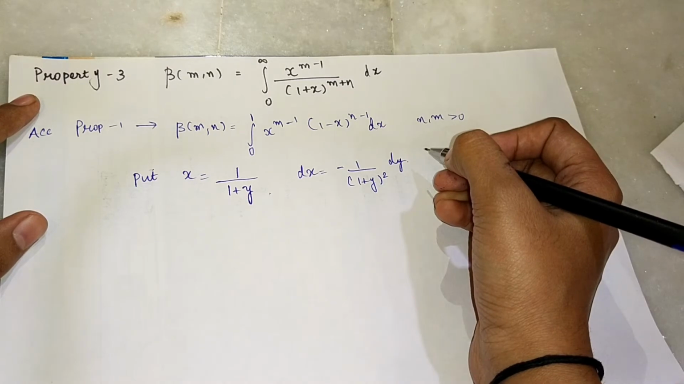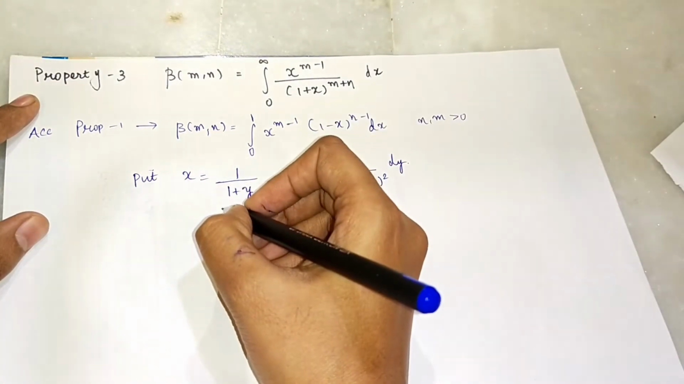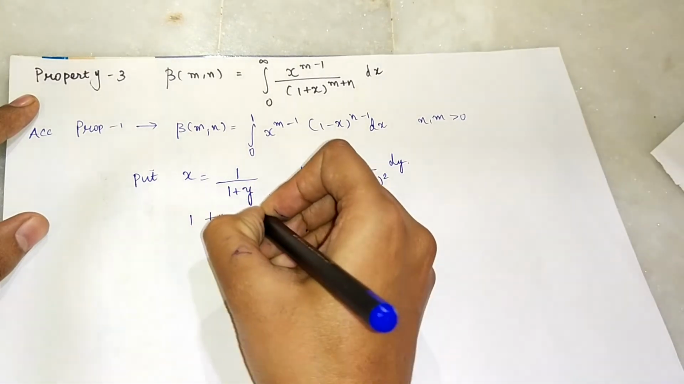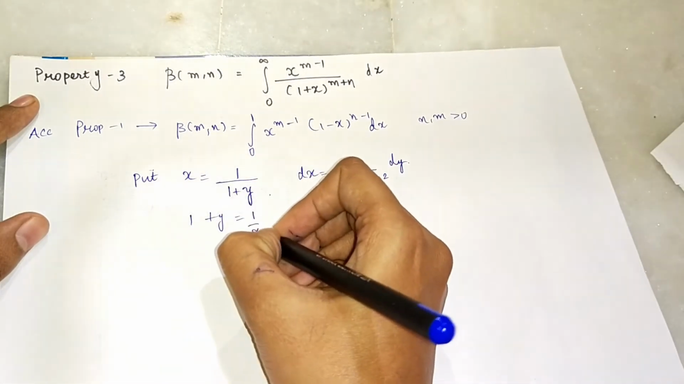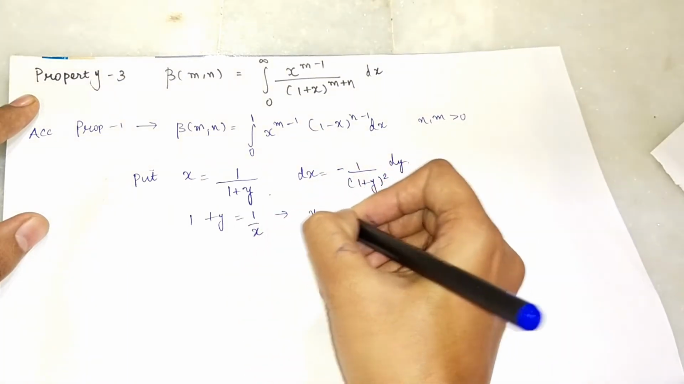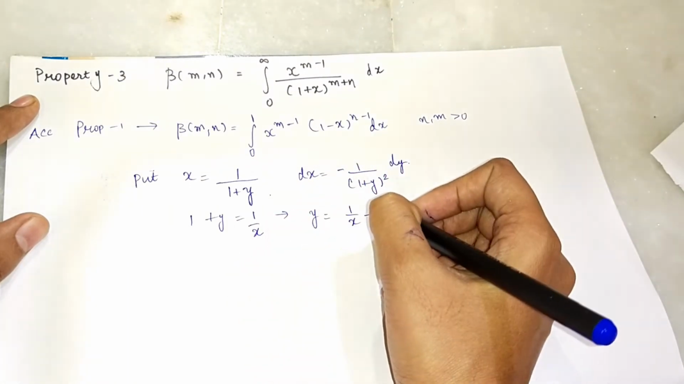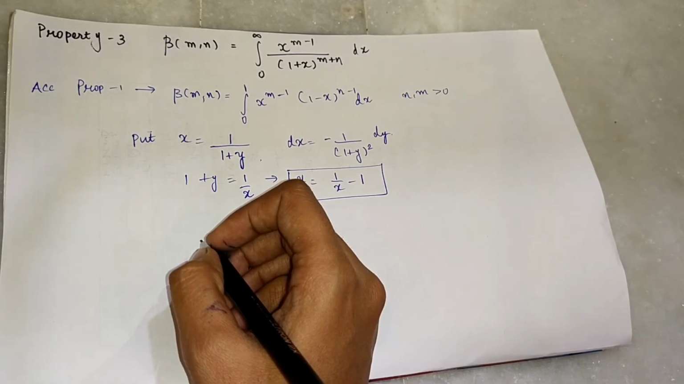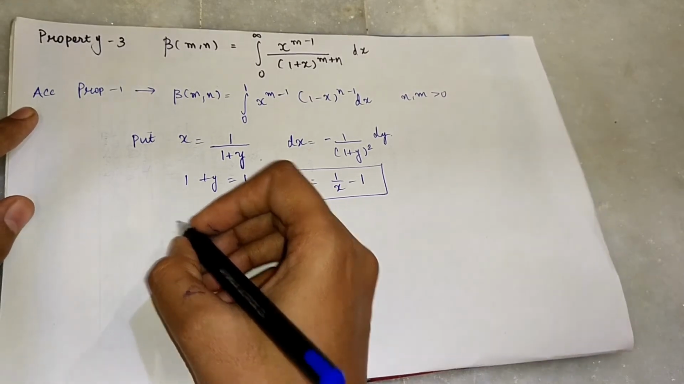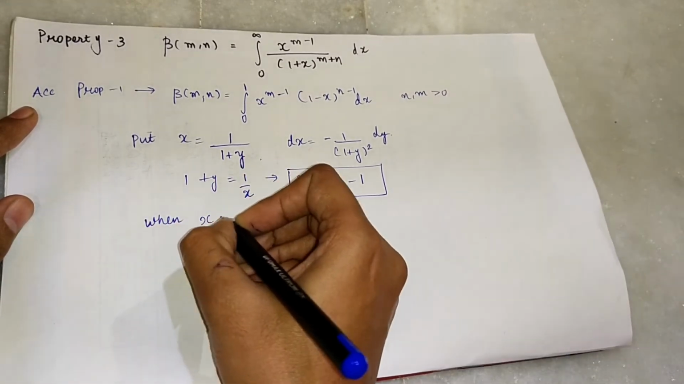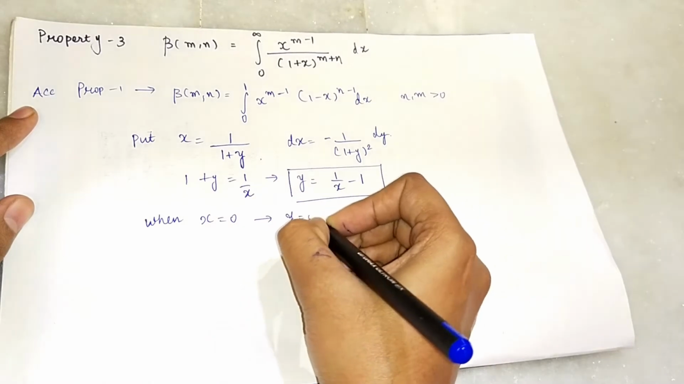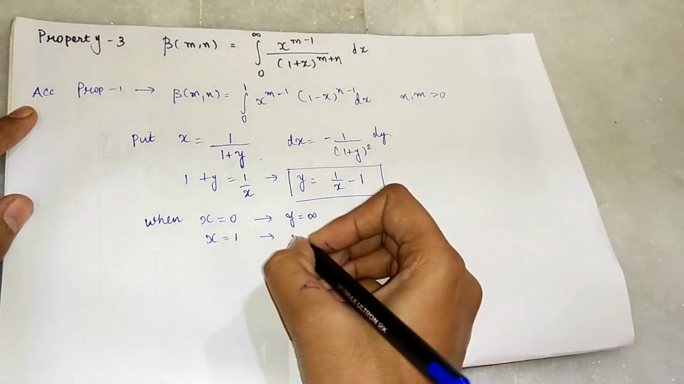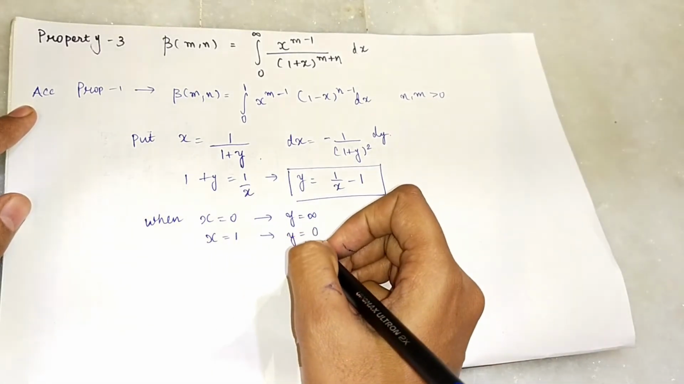Okay, now from this equation we can also get the value of y. If we take 1 plus y equal to 1 by x, then we can write y equal to 1 by x minus 1. Okay, so this is the value of y. Now whenever we put x equal to 0, we will get y equal to infinity in this equation, and whenever we put x equal to 1 we will get y equal to 0.